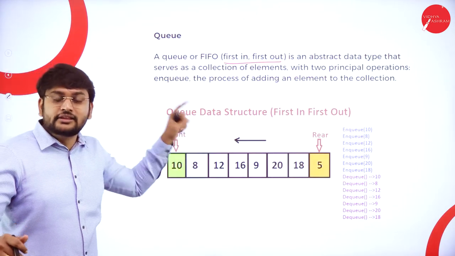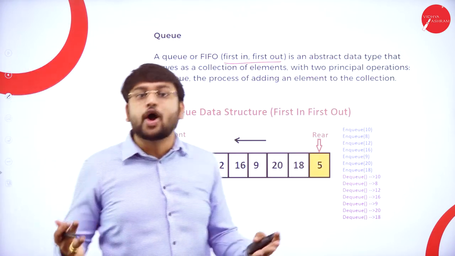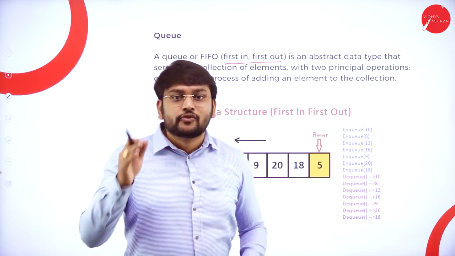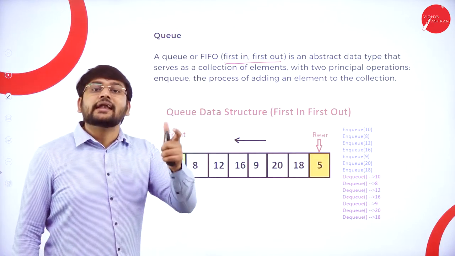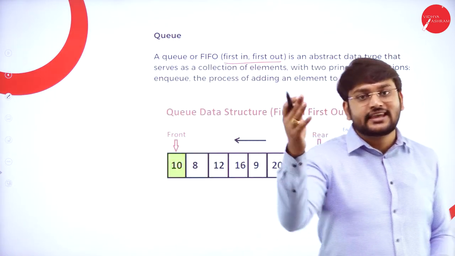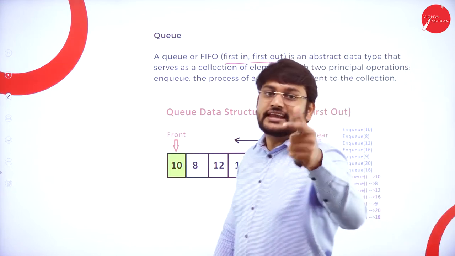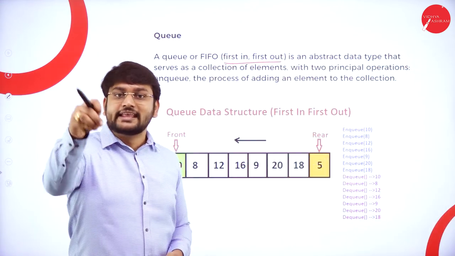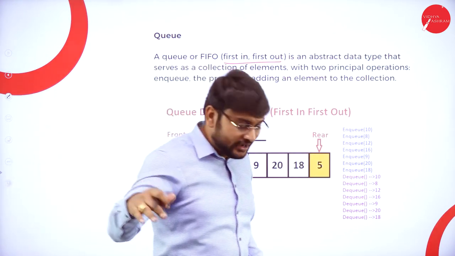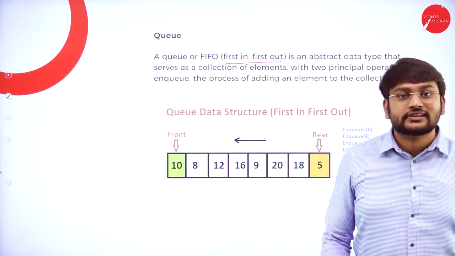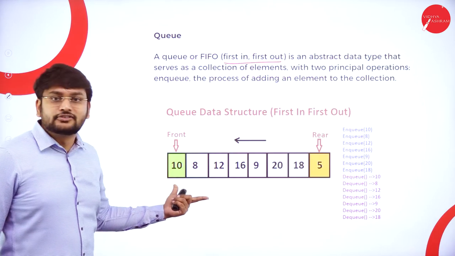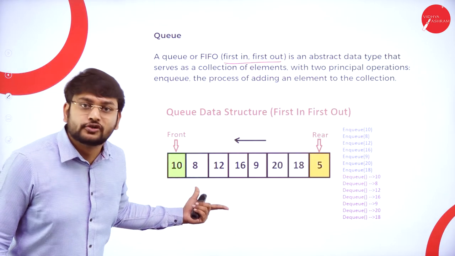Even in a queue, we have insert and delete operations. But we will not call them push and pop; instead we will call them NQ and DQ. Can you all guess the meaning of NQ? Yes, you are right. NQ means insertion of an element inside the queue. DQ means deletion of an element from the queue. That's what you need to remember. It exactly looks like this.